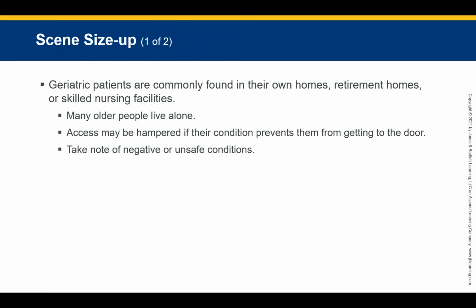You may go to a retirement home. You may go to a nursing home, but you're going to assess whether they may be hampered if their condition prevents them from getting to the door. You take note of any negative or unsafe environmental conditions. You're going to look for clues that might explain the patient's medical history or current problem.